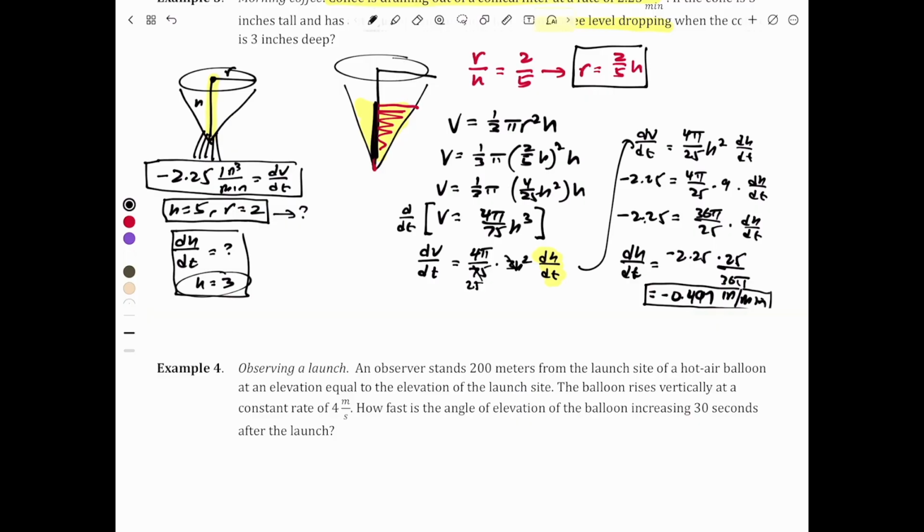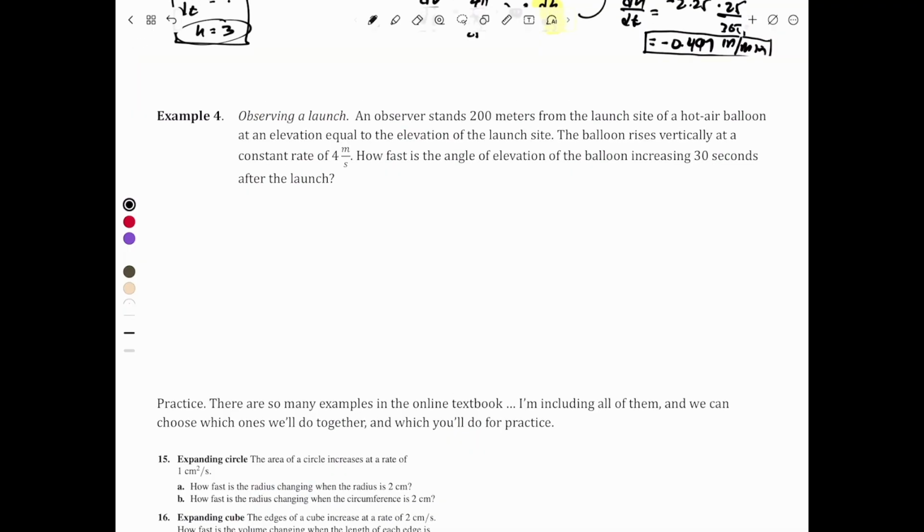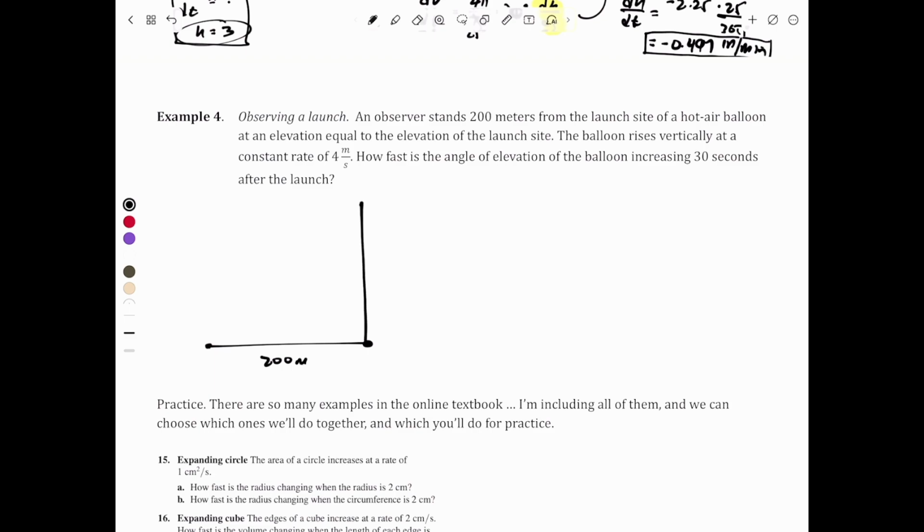We're observing a launch. An observer stands 200 meters from the launch of a hot air balloon at an elevation equal to the elevation of the launch site. All they're saying is the observer is on a flat level from where the balloon is being lifted. So the observer is 200 meters away. The hot air balloon is being launched.